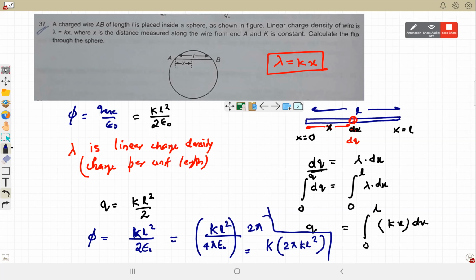Method of calculation of flux: total charge inside divided by epsilon naught, that will be the flux. अगर ये यूनिफॉर्म चार्ज डेंसिटी होती तो हम डायरेक्टली कैलकुलेट कर लेते लैम्डा इनटू द टोटल लेंथ, if this would have been uniform. Since it is not uniform, the lambda is changing with the position. So we'll consider a very small length dx, calculate the charge on that small length by using the unitary method, and then we'll integrate this. Right? Yes. Okay, next question.